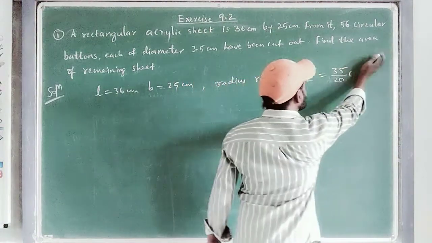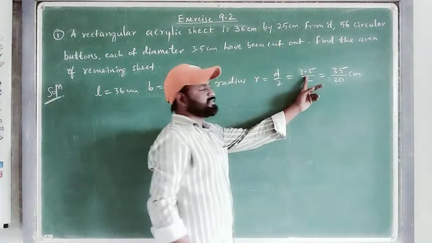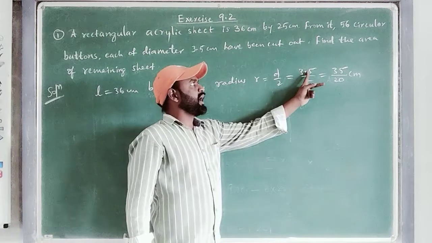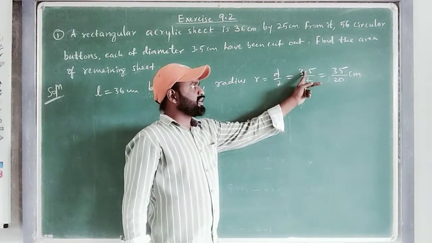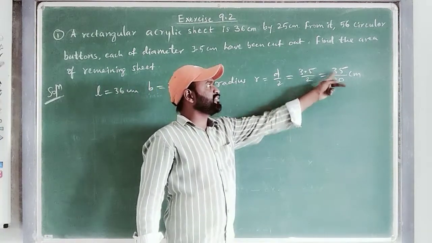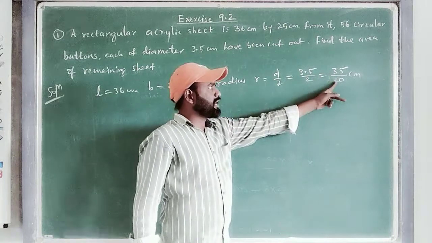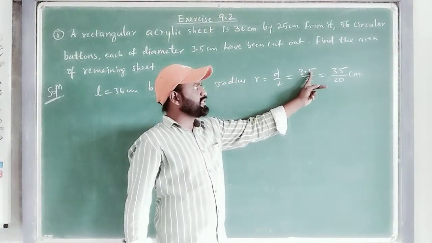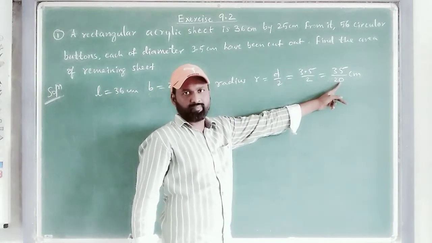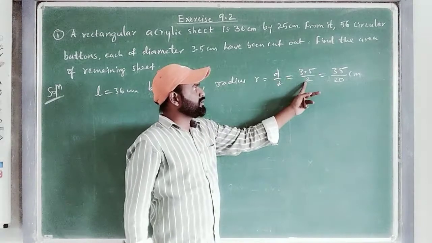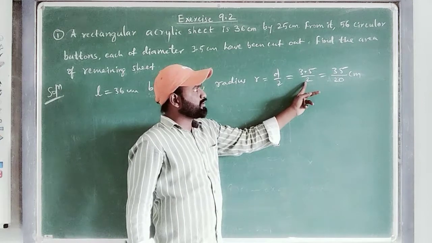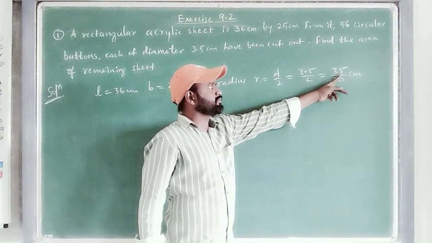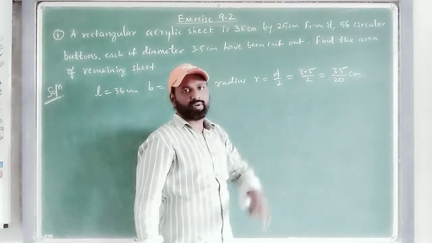Why I am writing like this? Because I don't want the decimal. It will make it complex. So I am removing the decimal point. After removing the decimal point, it became 35. So the 2 already there in the denominator I am writing. After the decimal point, one digit is there, so I am writing 10 here. That's all. So 3.5 by 2 is changed as 35 by 20.